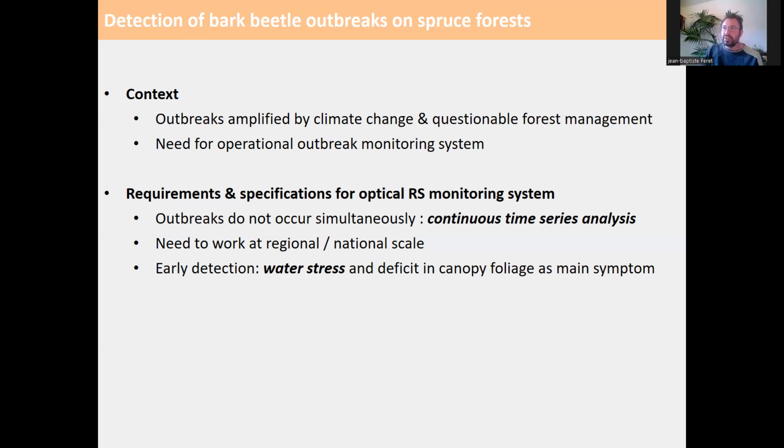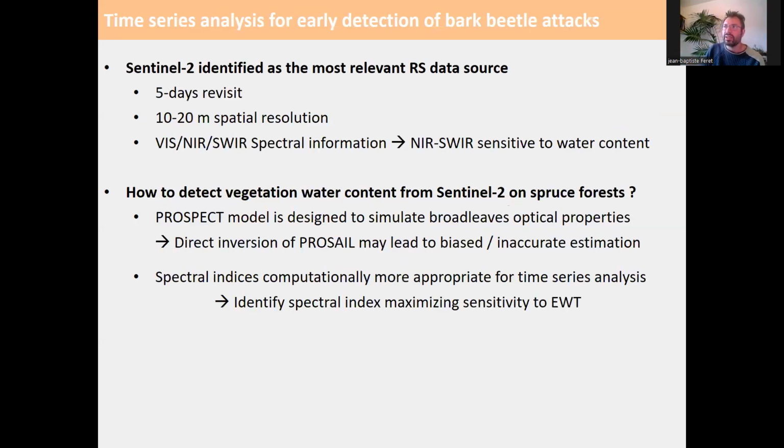So basically, in order to produce these monitoring systems, we identified a certain number of requirements from optical remote sensing data. As outbreaks do not occur simultaneously, we need continuous time series analysis. We need to be able to work at regional, national scale, and we need ways to get detection as early as possible. Previous work showed that water stress and deficit in canopy foliage were the main symptoms when bark beetles attack.